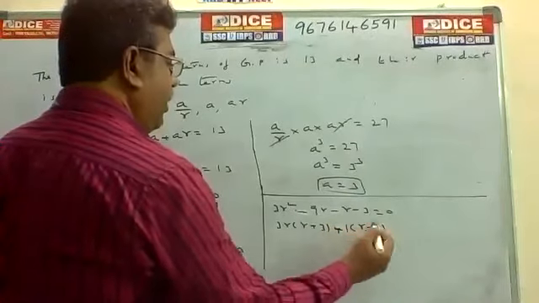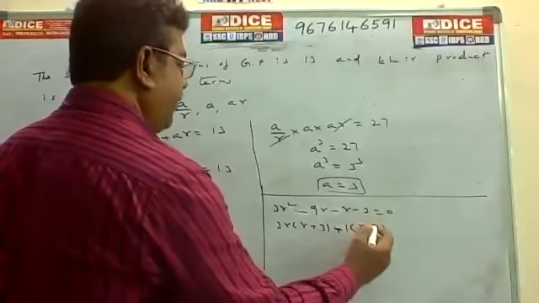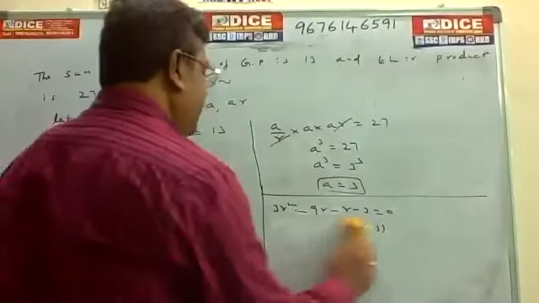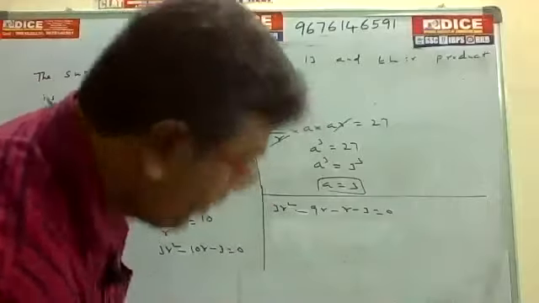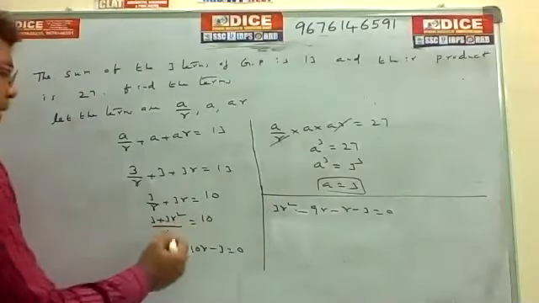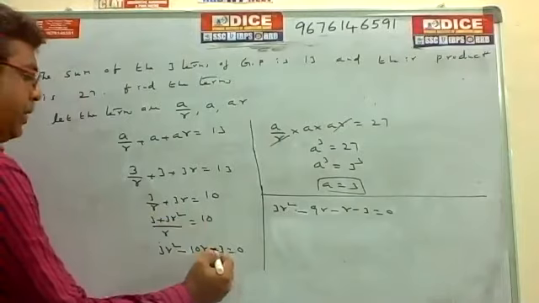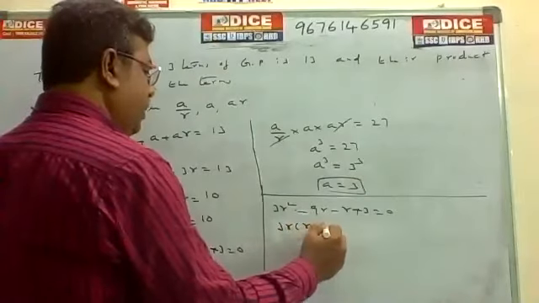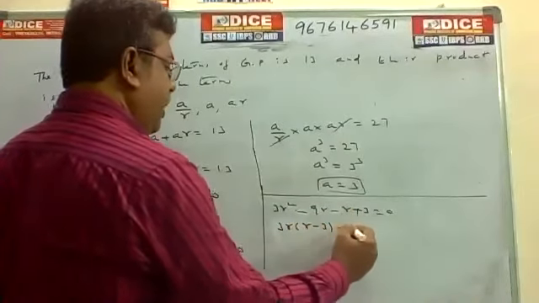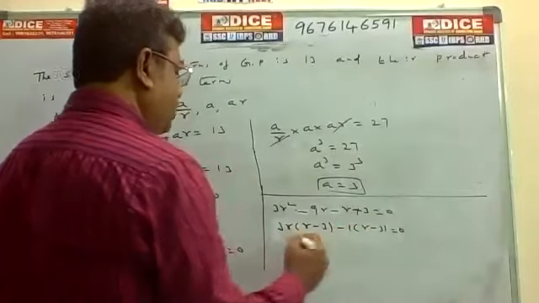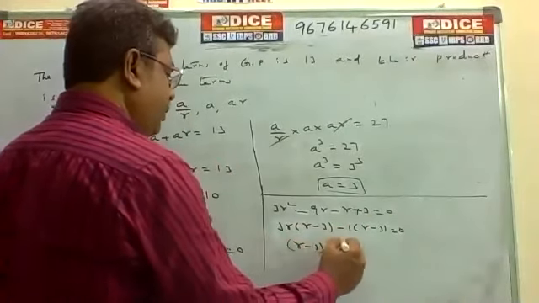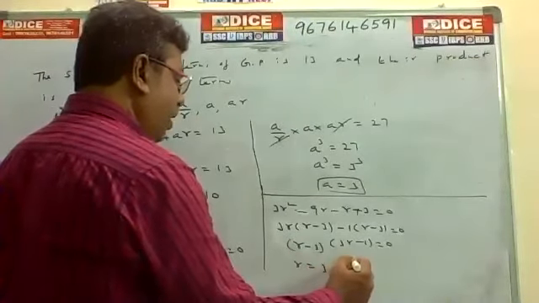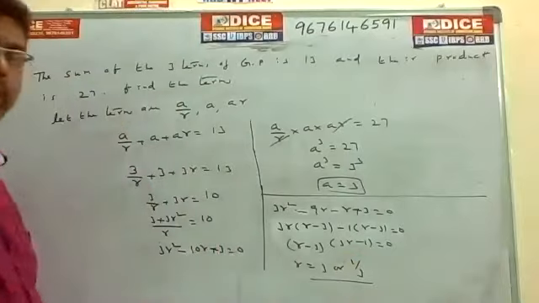The product is not done here. So 3R square minus 10R plus 3. Now find the values. 3R into R minus 3, minus 1 into R minus 3 equal to 0. So the factors are R minus 3 into 3R minus 1 equal to 0. Therefore, the values of R are 3 and 1 by 3.